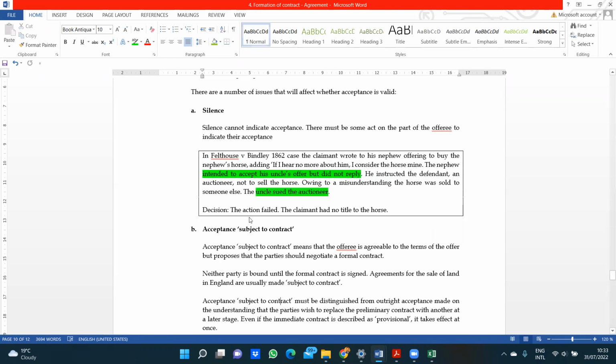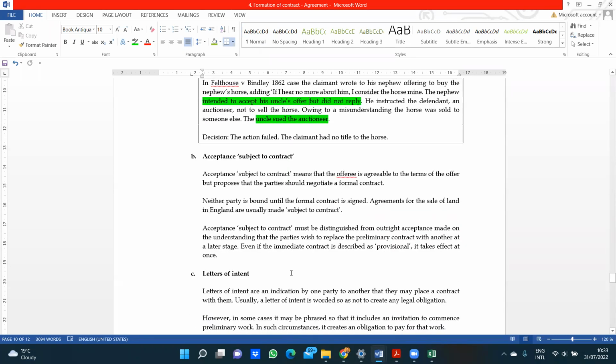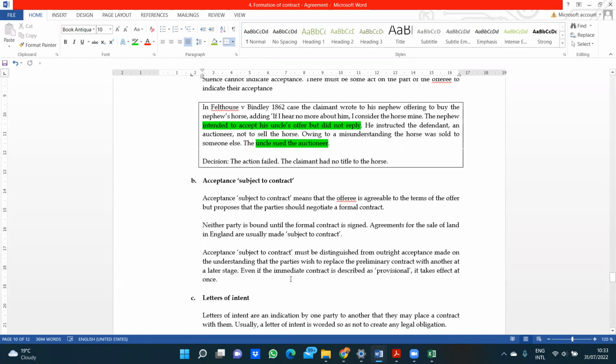The action actually failed because the claimant had no title to the horse. The claimant, which is the uncle, had no title to the horse. The horse was not his. This is the first point. And secondly, the nephew never accepted the original offer because he did not reply. Silence means no acceptance. So this is the decision of the case. The action failed, since the claimant had no title to the horse, and also there was no acceptance from the nephew because he did not reply.